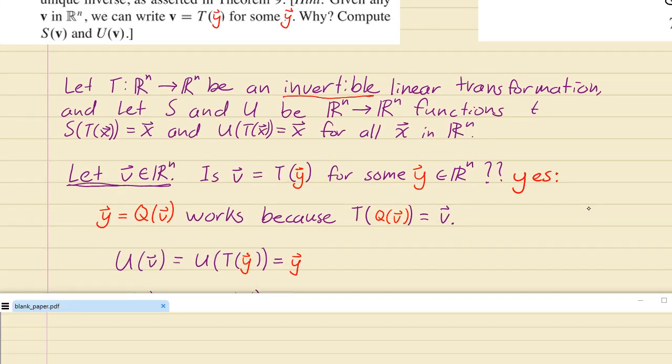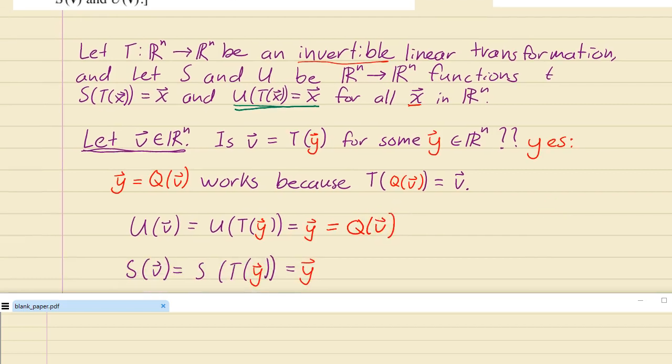So now that you have that, we can use this y and plug in T of y in place of v here, because those are equal. And then when you do that, we can use the assumption that we made here, that U of T of x is equal to x for all x in Rn. That also works for this y here that we have. And so you just get y, also known as Q of v.